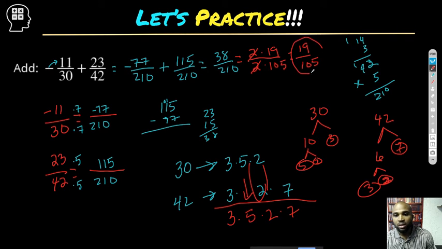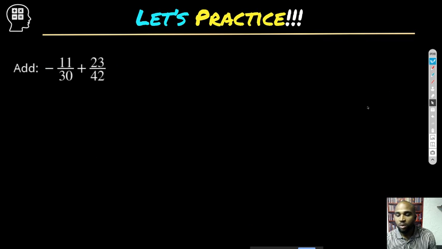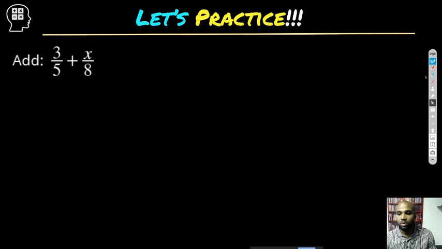Now I'm done. How do I know? Because 19 is a prime number. So there's nothing in 19 that's going to factor out with 105. Wow. What a great problem. And I hope you were able to follow that. I believe you were. All right.